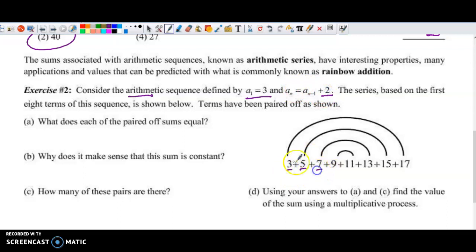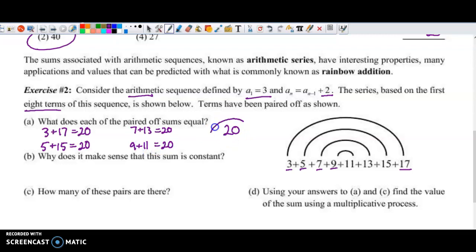I hope you can see 3, 5, 7, and for some reason they decide to stop at 17. So this is just a predetermined problem where they're adding 8 terms. So as we do this rainbow, there's definitely a pattern that happens, is that as we add on the outside, 3 plus 17, okay, that's 20. Well, let's look at the next sum of 5 plus 15. That's also 20. The next pair of 7 plus 13, that's still 20. And then 9 plus 11, that's still 20.